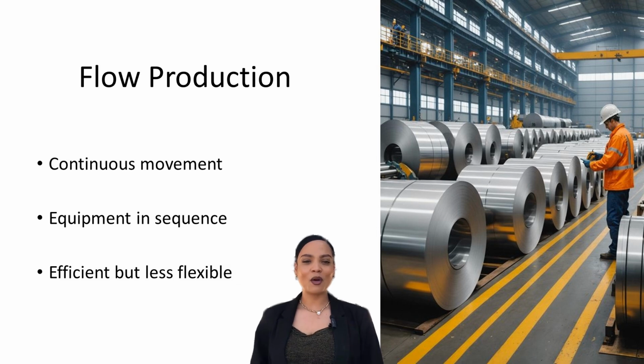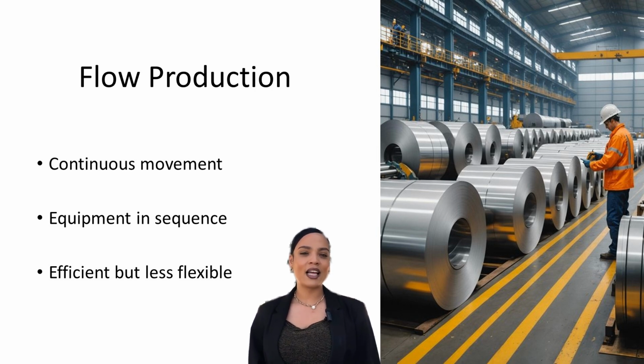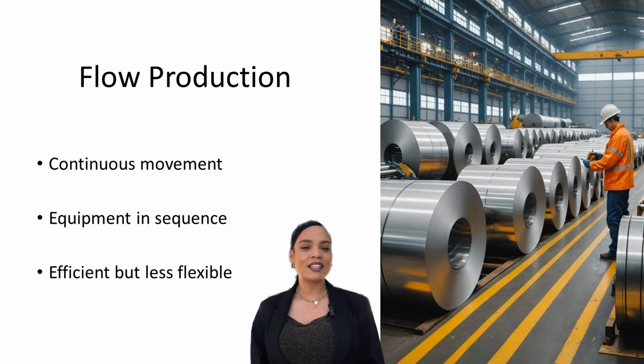Flow production is continuous movement of products through each stage of production. Equipment is arranged in sequence. It's efficient but less flexible. Examples are bottled water and automotive assembly lines. Checkpoint discussion. Ask, what happens if one station in a flow line stops?